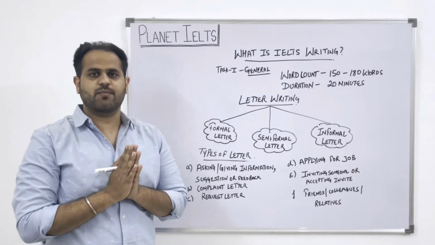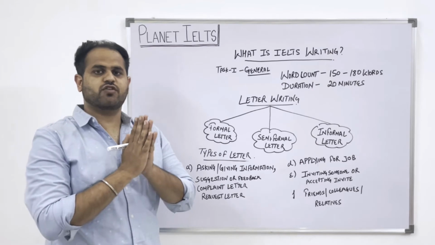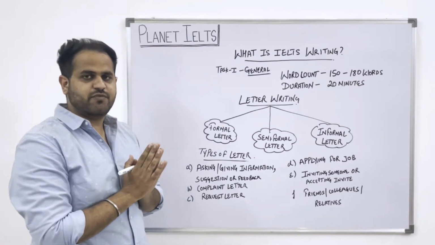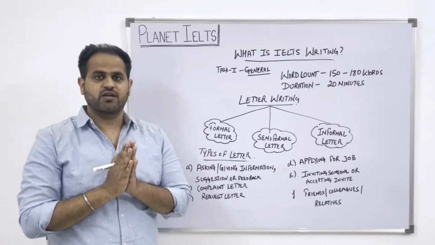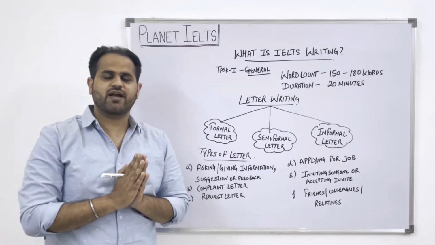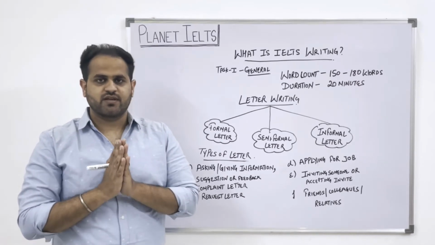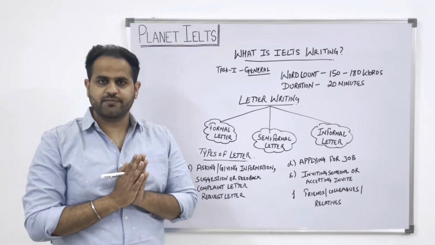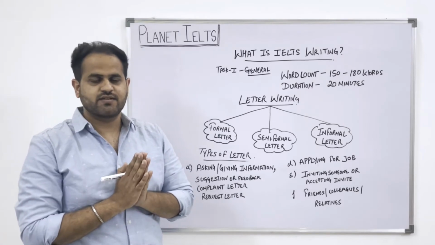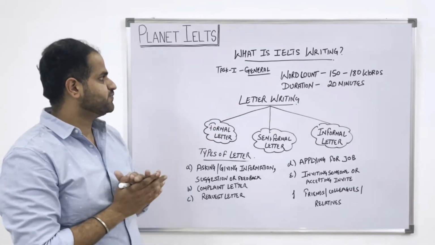Starting with our third chapter, writing task 1 for journal. As I said before, writing task 1 is totally different for academic IELTS and journal IELTS. In academic IELTS, there was report writing. However, in journal IELTS, we have to write letters.